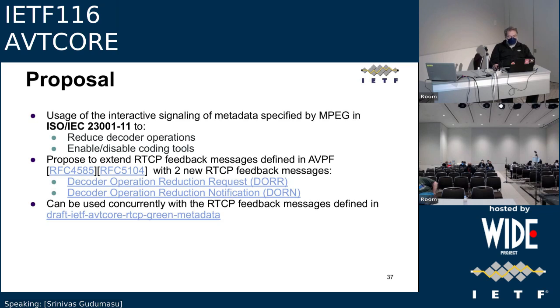So the DORR message is from the decoder to the encoder, requesting a certain percentage reduction or increase in the complexity of the decoder side, and the DORN is a notification from the sending device to the receiving device. These messages can also be used with the RTCP feedback messages defined in the RTCP green metadata, which is the temporal spatial resolution request and notification.